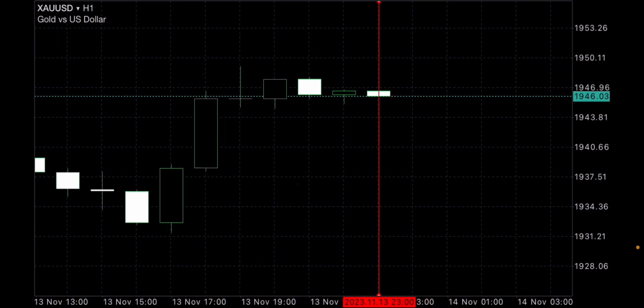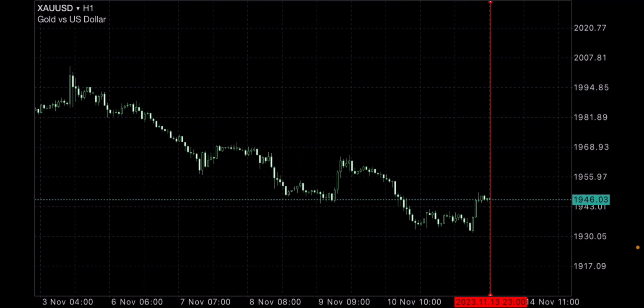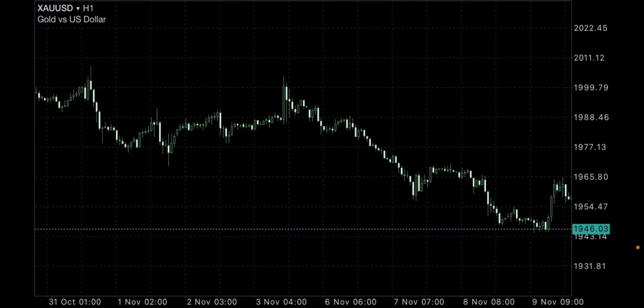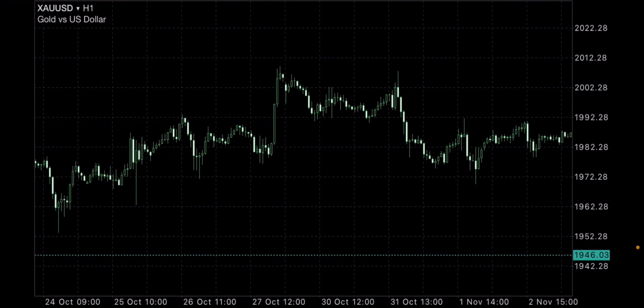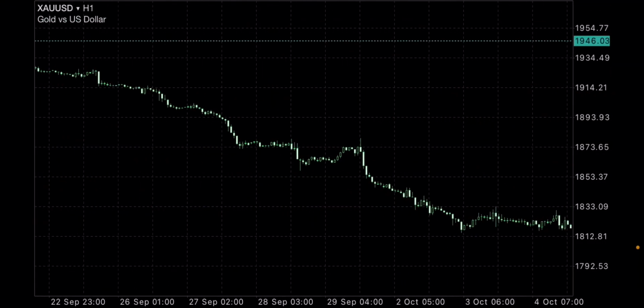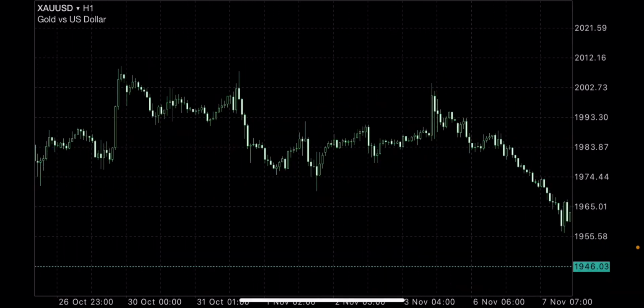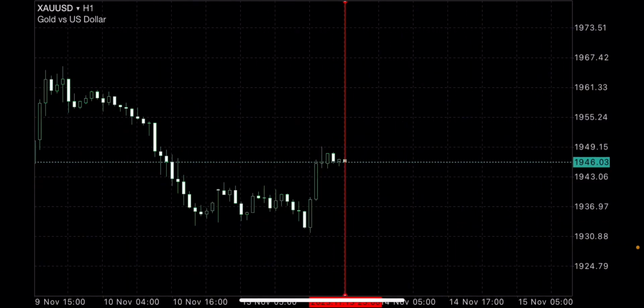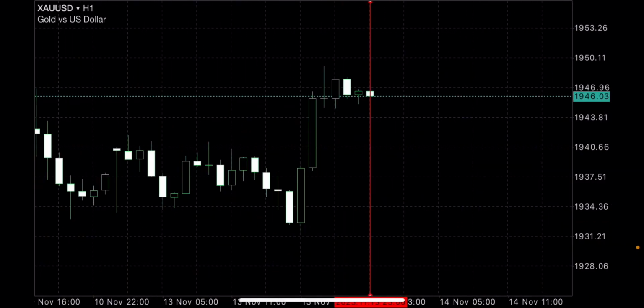What you're seeing here is multiple candlesticks from previous days and weeks and months. That's basically what this chart is showing you. And that's really what I wanted to talk about today: what are candlesticks?